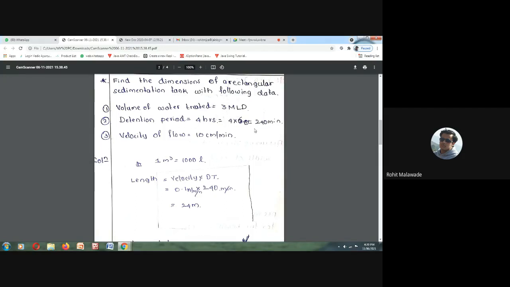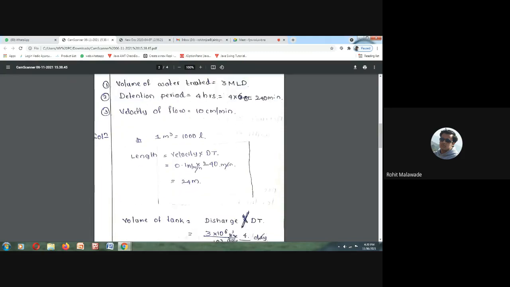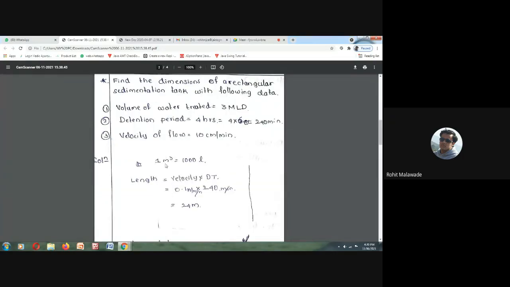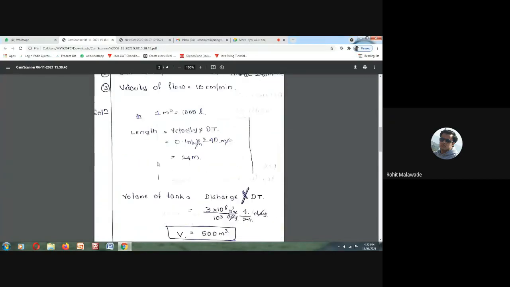If we convert it into minutes, 1 hour has 60 minutes, so it is going to be 240 minutes. Now the velocity of the flow is 10 centimeter per minute, that is 0.1 meter per minute. As we know, 1 meter cube is equal to 1000 liters. Now, the length of the tank is equal to velocity into detention time. What I have told you to determine is L, B, and D, that is length, breadth, and depth.